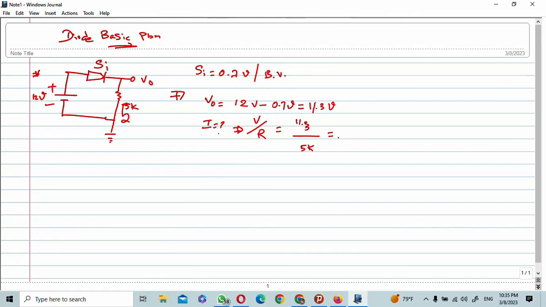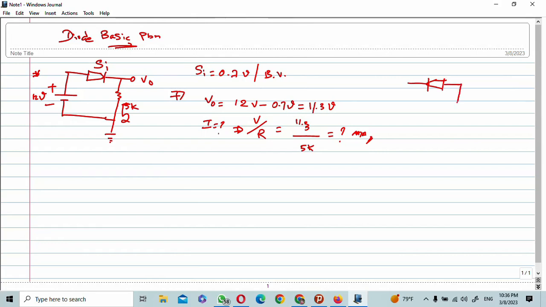Some current will flow here because the diode circuit is considered forward biased, and the answer will come in milliamperes. So how much value will come for this? Let us compare with another circuit, which I am going to do next.